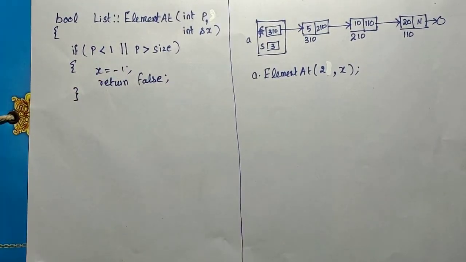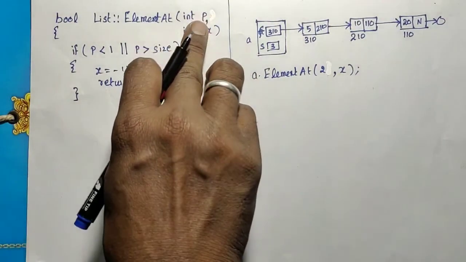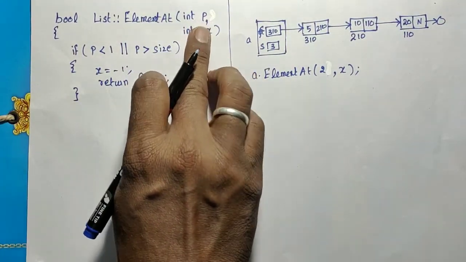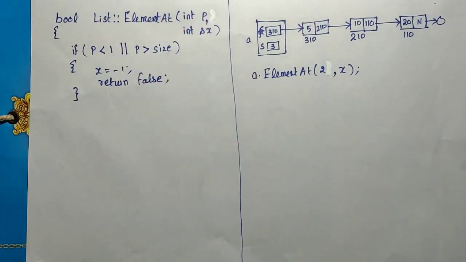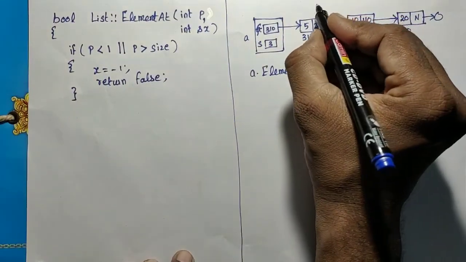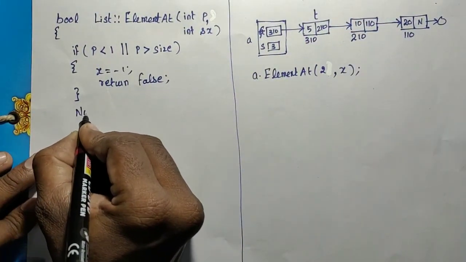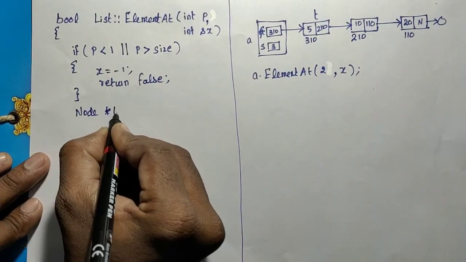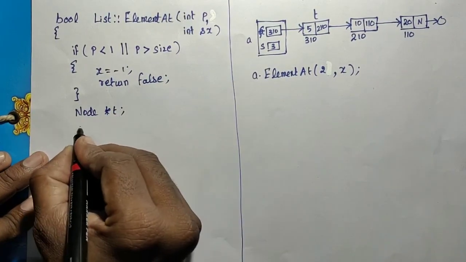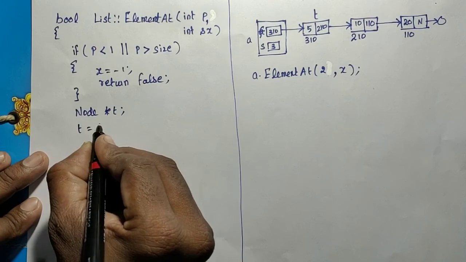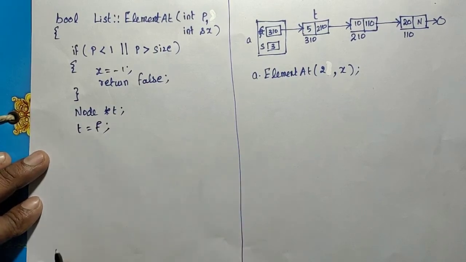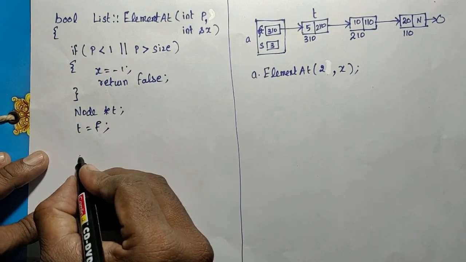Valid index means I wanted to obtain the element which is there in the second position P, so how to return it. So again we need to start searching. For start searching, we always use a temporary variable T, that is Node star T, and T equal to F. Okay, and then I need to start searching.